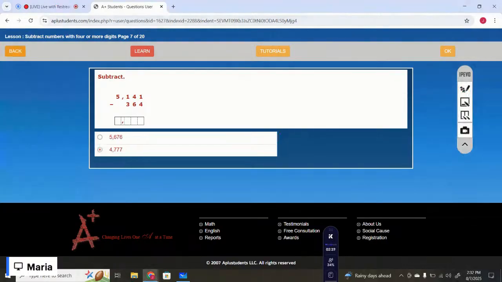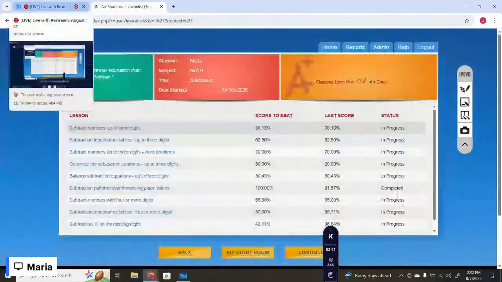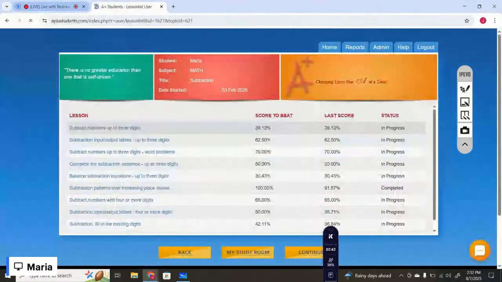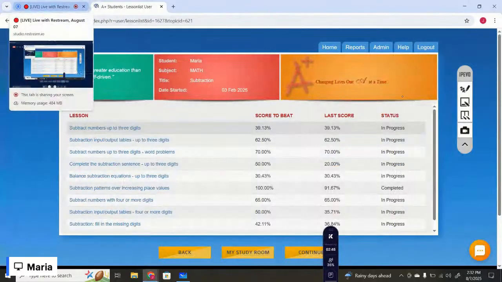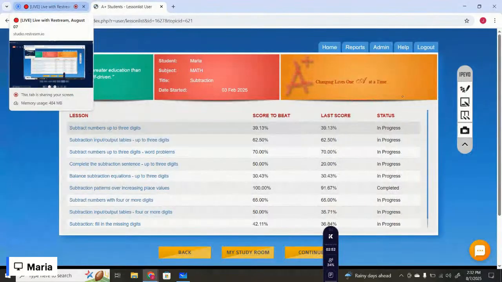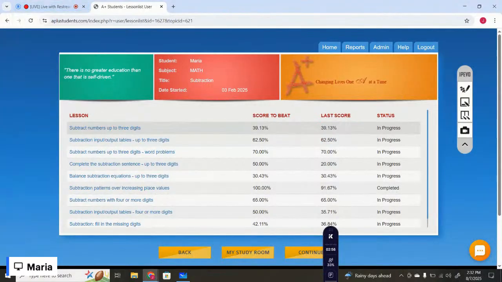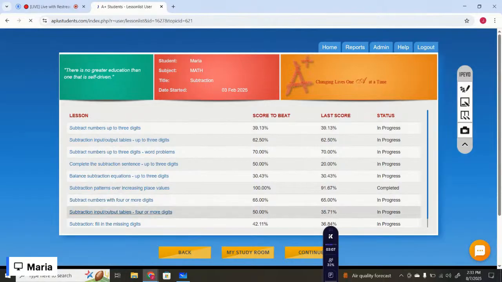Okay, you can complete the lesson by yourself later today. Let me just move on to the next lesson. Subtraction input output tables, 4 or more digits.